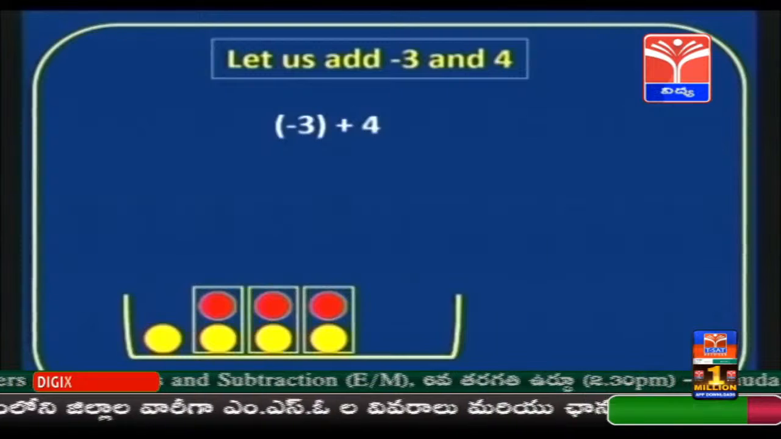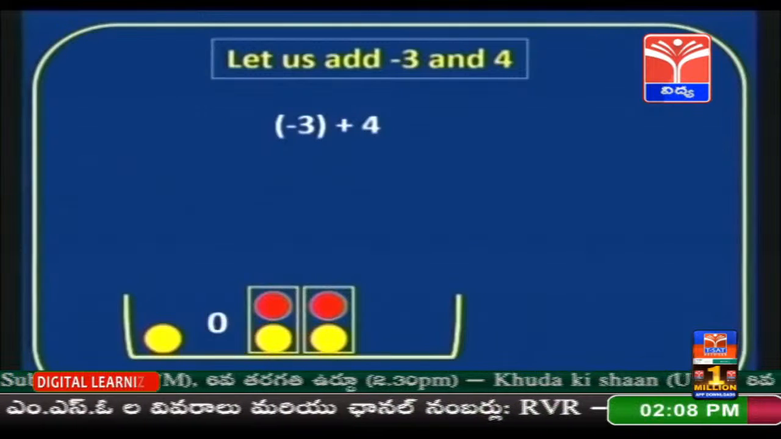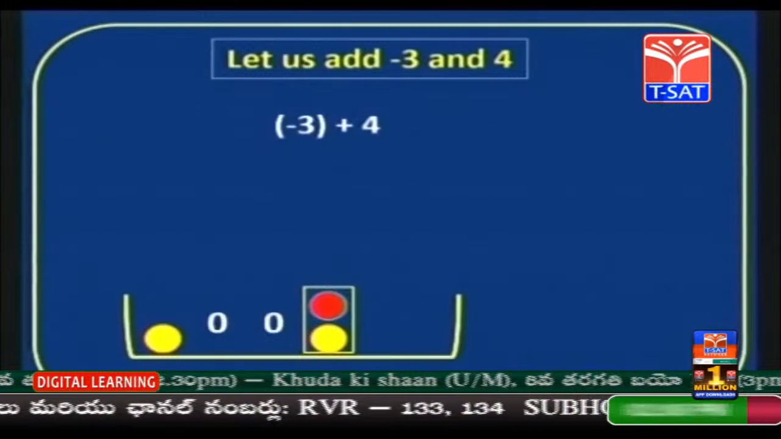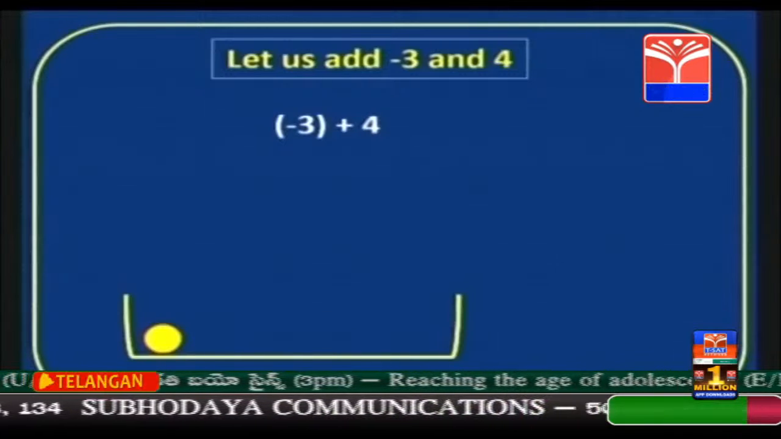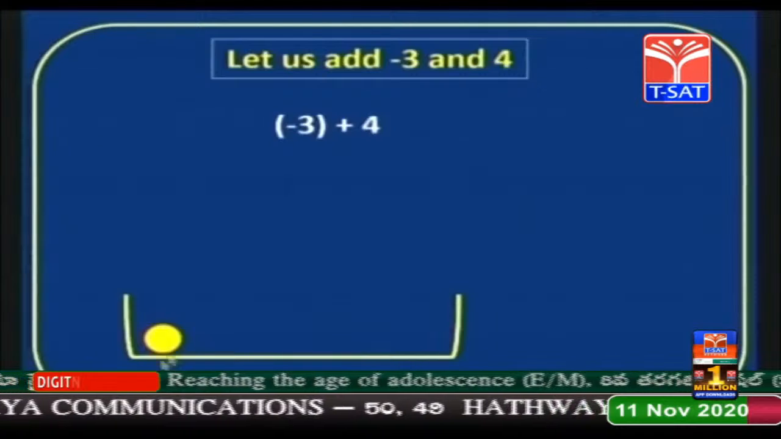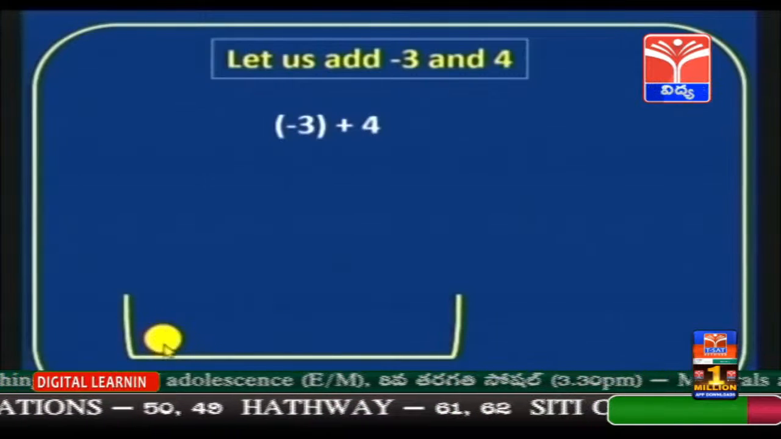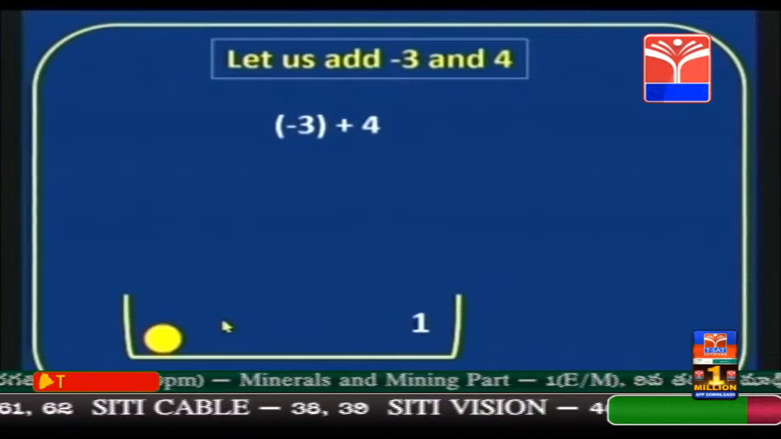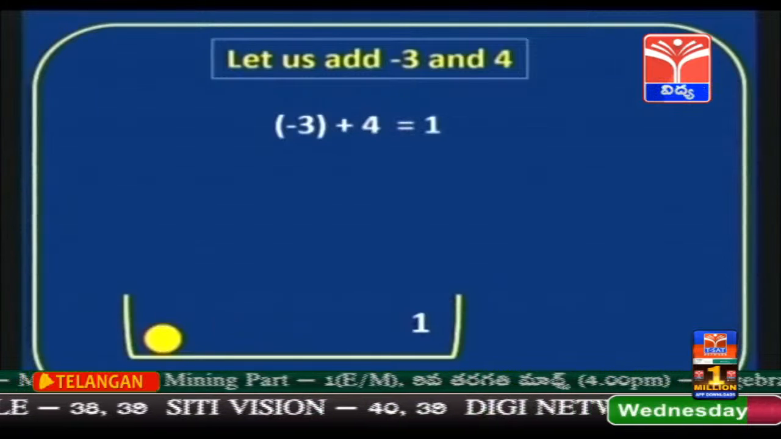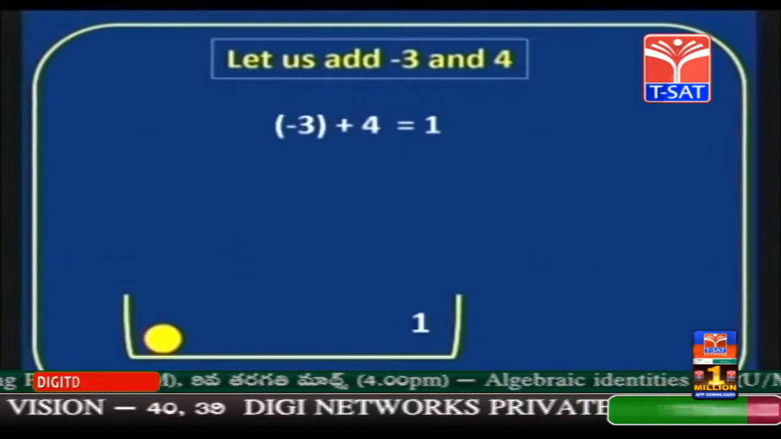Yes, we can make 3 pairs. First pair value 0, second pair value 0, third pair value is also 0. When we take out this 0, what is left in the container? Yes, we are left with only 1 yellow coin. Its value is plus 1 or we can take 1. So minus 3 plus 4 is equal to 1.